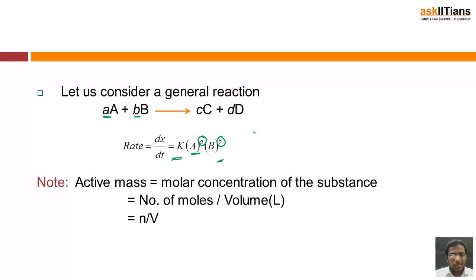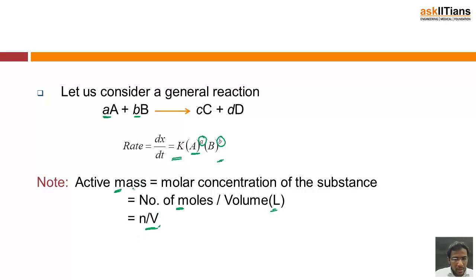Now I have used the term active mass of the reactants. What is meant by active mass of the reactants? Active mass of a reactant is nothing but the molar concentration of the substance. We already know that molar concentration is equal to the number of moles of the substance dissolved in 1 liter of the solution. So number of moles divided by volume, where the volume is taken in liters and the number of moles is n. So n by V represents the active mass of the substance.